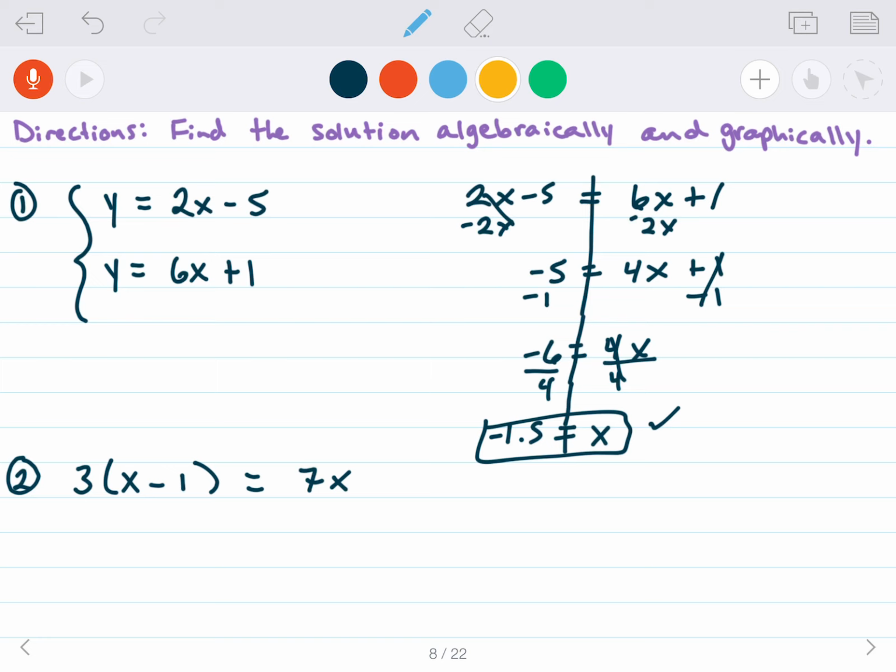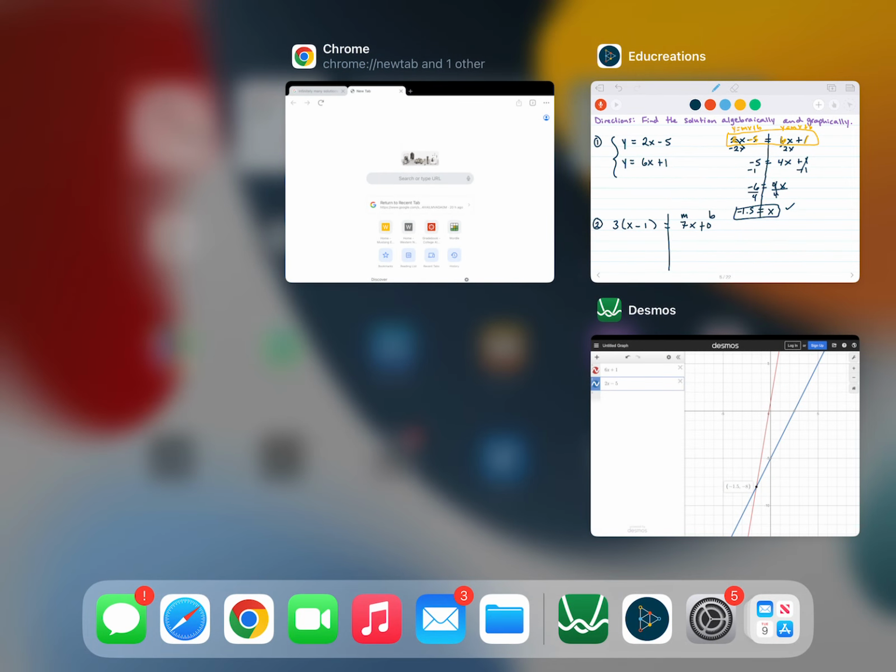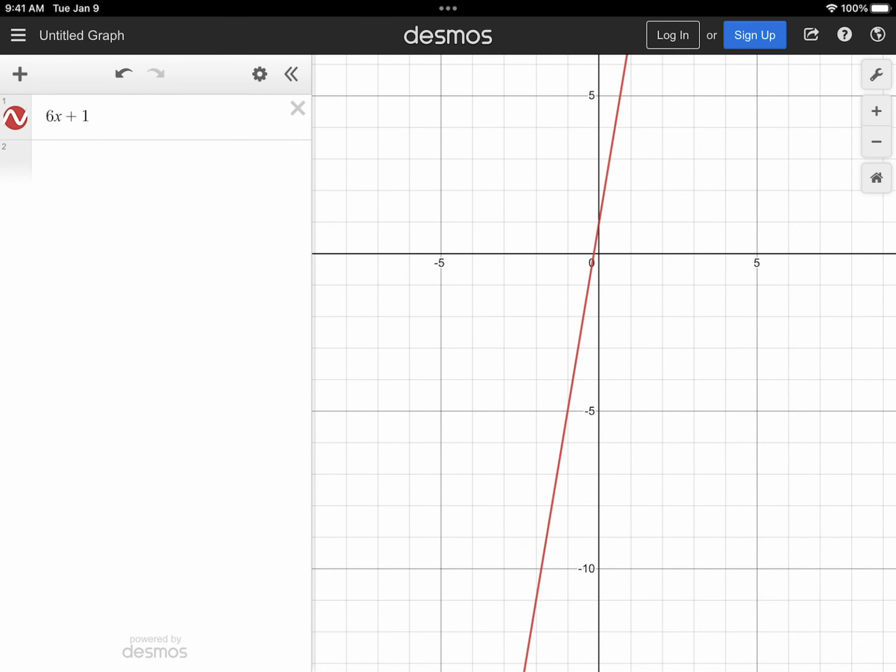So notice that with this problem, we had 2 y equals mx plus b equations set equal to each other, right? On the left side, m was 2, b was negative 5, and on the right side, m was 6 and b is 1. So we're not given y's here, but we can see that on the right side, m is 7 and b is 0. So that's our first line, is just 7x plus 0, or simply 7x.